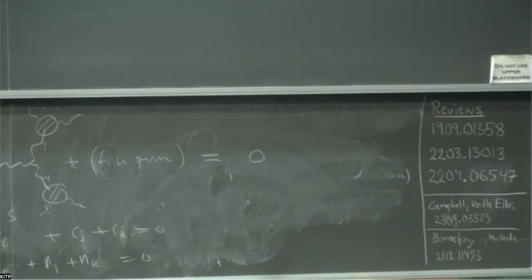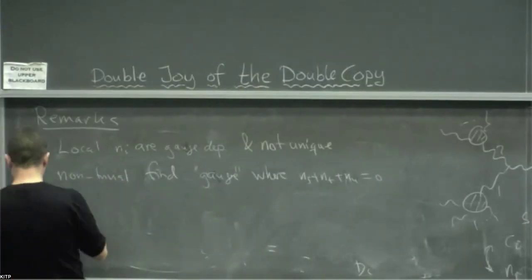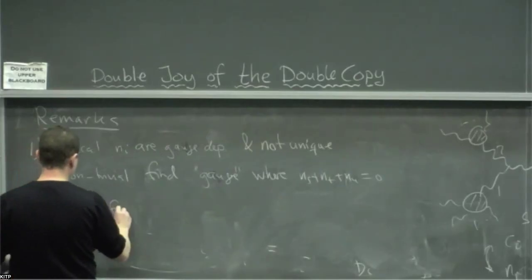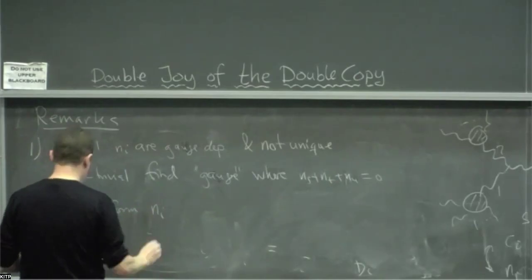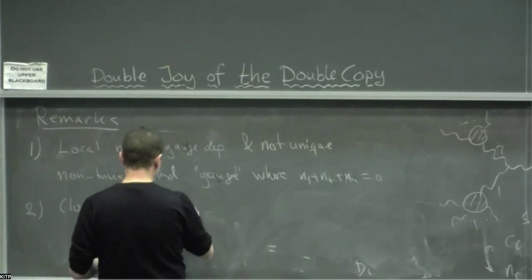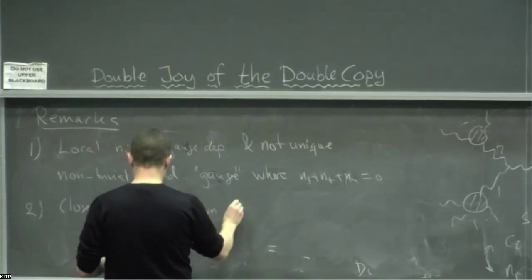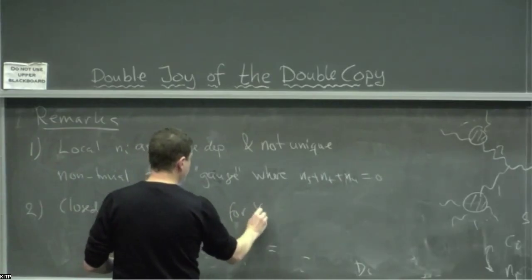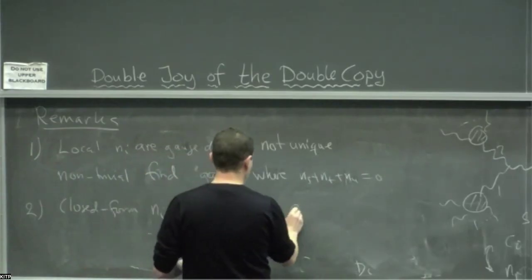However, they are known at tree level for Yang-Mills. So closed form numerators known for Yang-Mills at tree level.